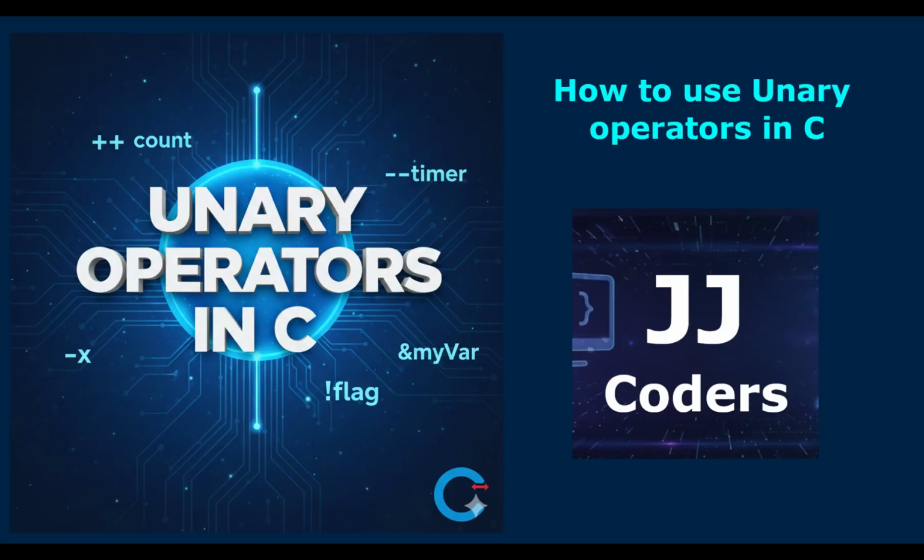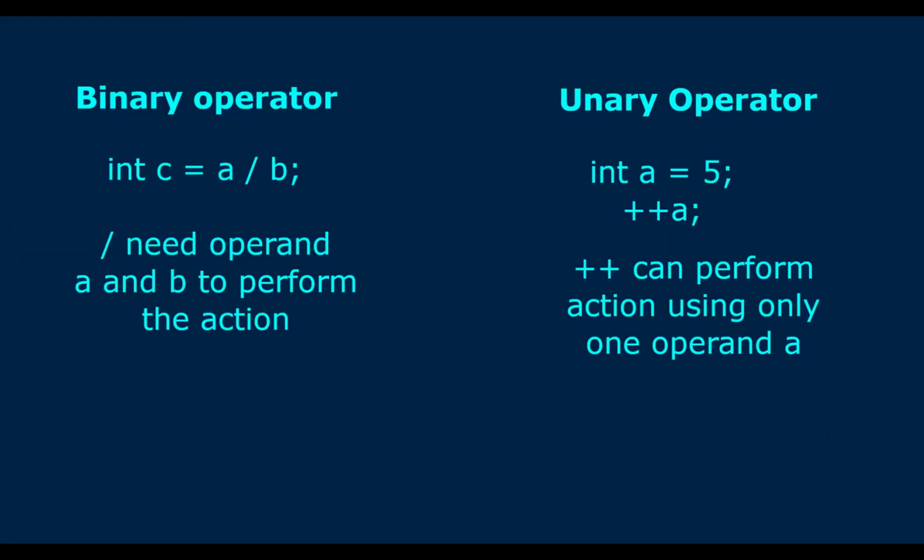In today's video, let's see what are all the unary operators in C and how to use them with an example program. Unary operators can perform an action with a single operand, where binary operators need two operands. To understand this, let's see an example.